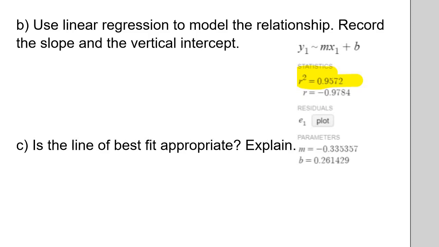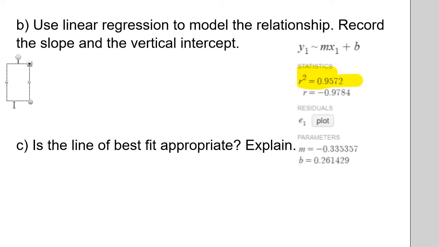I got a little bit ahead of myself, but let's take a look at just this question. Use linear regression to model the relationship, record the slope and the vertical intercept. So right away, just by looking at our regression, we get the slope is equal to negative 0.335357, and the y-intercept, which is b, 0.261429. For all intents and purposes, we're going to round to 2 decimal points.